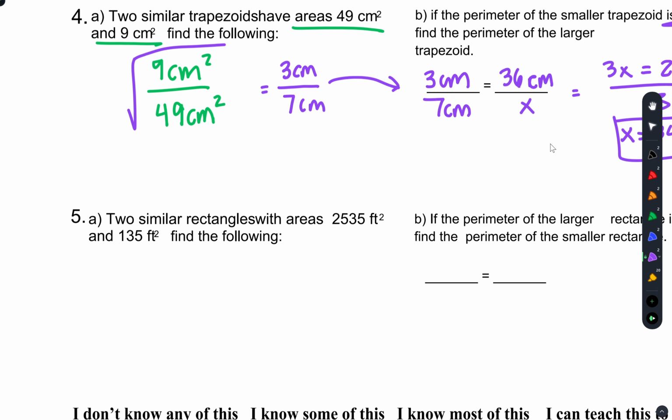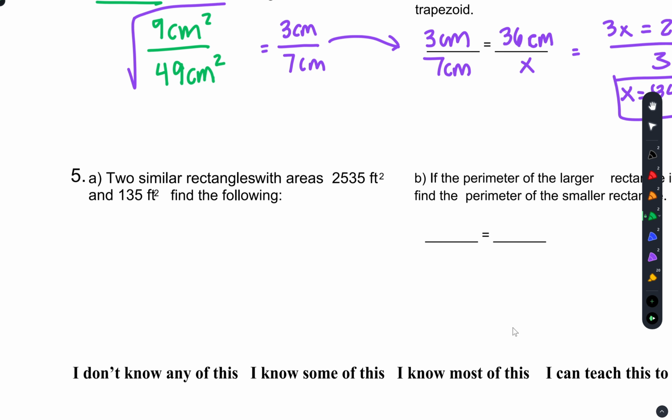It's the same idea where we're going to start with the areas and then find the perimeters. So I'm not doing anything crazy here. I'm going to start with the smaller number. I like putting the smaller number on top. I'm going to do 135 feet squared, and I'm going to divide that by 2,535 feet squared. That's the ratio of my areas. Everybody good with that? What's the difference between this one and the last one?